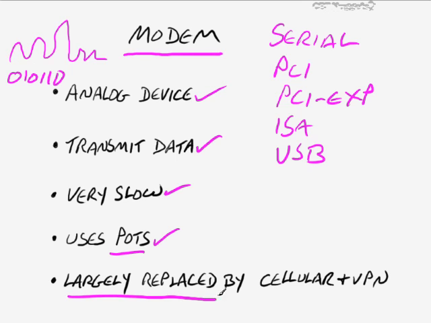This has also largely been replaced by cellular and VPN. For example, we use Verizon in my business, and so we have a Verizon wireless card, we call it, and we just plug it into a USB port, and it puts us on the wireless provider's internet. So we actually use the internet. Once we've got that internet connection, then we connect to a VPN to connect to our home office. And this would be virtual private networking.